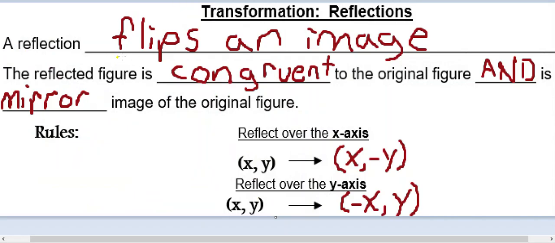A reflection flips an image over an axis. The reflected figure is congruent. Congruent means the same. It's the same shape and the same size. The only difference is that it's a mirror image of the original figure.